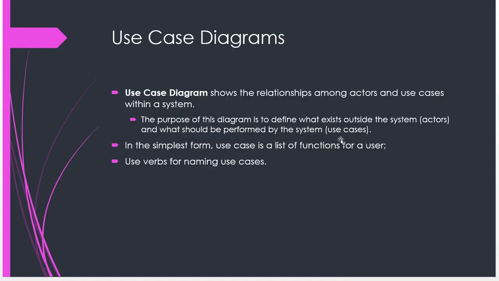Then finally, we have got use case diagrams. Use case diagrams also sort of resemble a simplified data flow diagram. They are basically trying to show us the relationship between external entities, which are called actors in this sense, and the various functions that the system has. In the simplest form, you could say a use case diagram is basically showing us the list of functions that a user can use in that system.